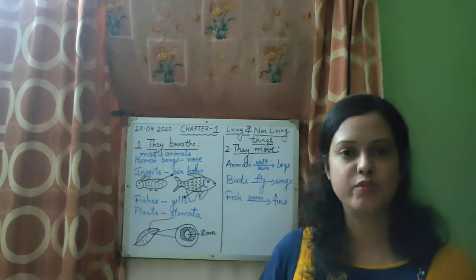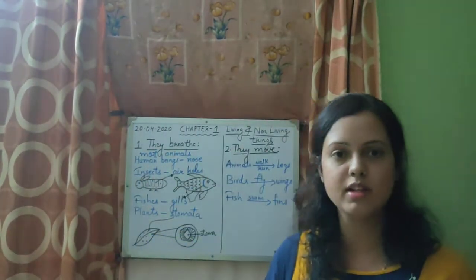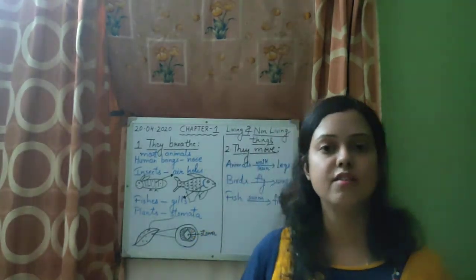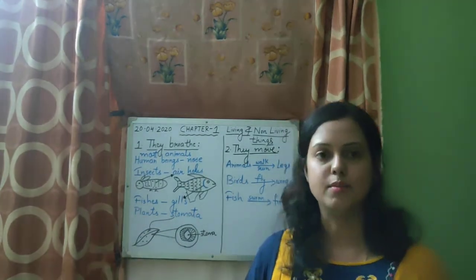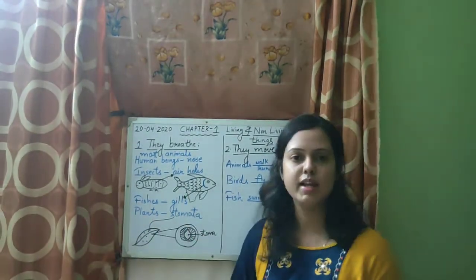Fishes, everyone knows fish. Fish is an aquatic animal. Why is it called an aquatic animal? Because fishes can live in water. Fishes live in water. So that's why they are known as aquatic animals. So how does a fish breathe?